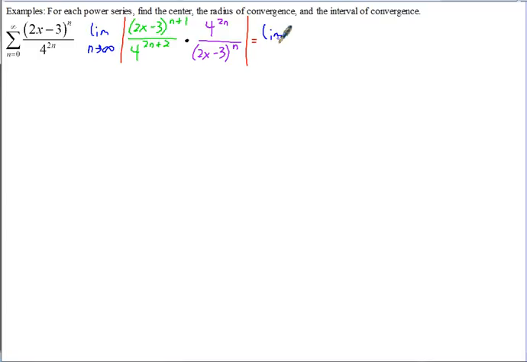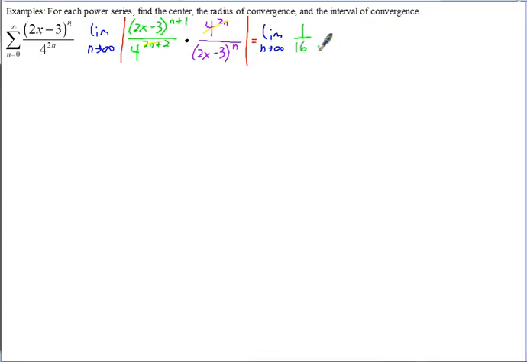Let's go ahead and simplify this. Let's start with the 4's. So 4 to the 2n and 4 to the 2n plus 2. Remember, you just subtract the exponents here. So 2n plus 2 minus 2n, you're left with 2, or 4 squared, which is just 16. So 1/16.